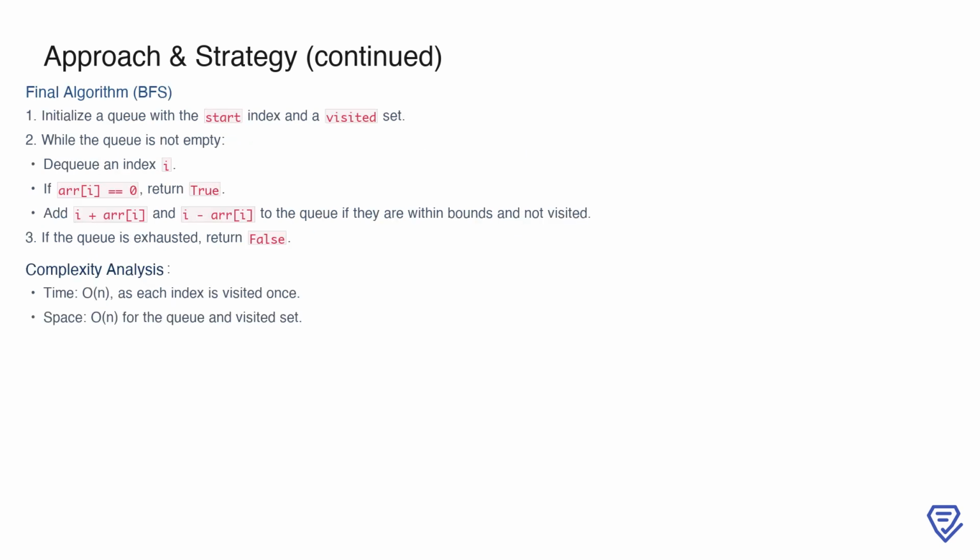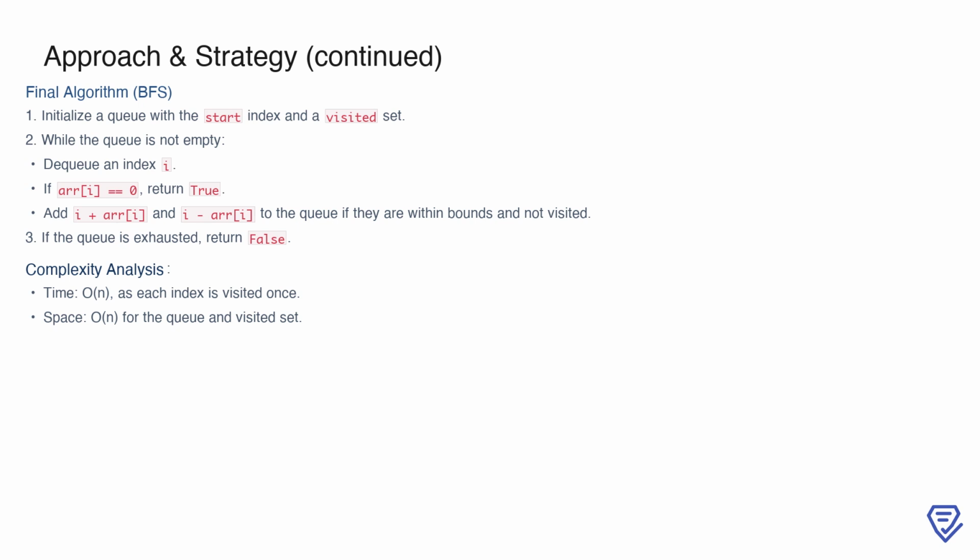To implement the BFS solution, we start by initializing a queue with the start index and a visited set to track indices that have already been explored. While the queue is not empty, we dequeue an index I to process it. If the value at ARR[I] is 0, we return true, as we've reached a valid solution. Otherwise, we calculate the forward jump to I plus ARR[I], and the backward jump to I minus ARR[I]. If these indices are within the bounds of the array and have not yet been visited, we add them to the queue and mark them as visited.